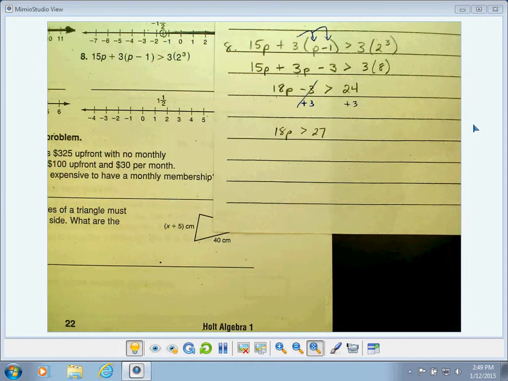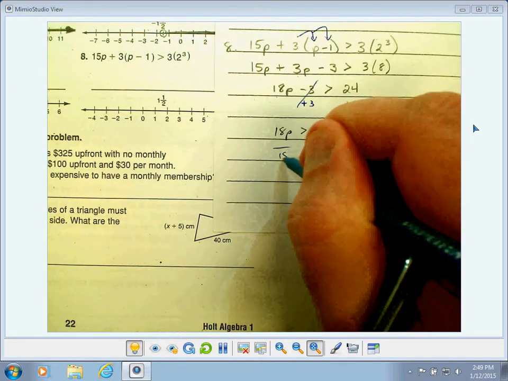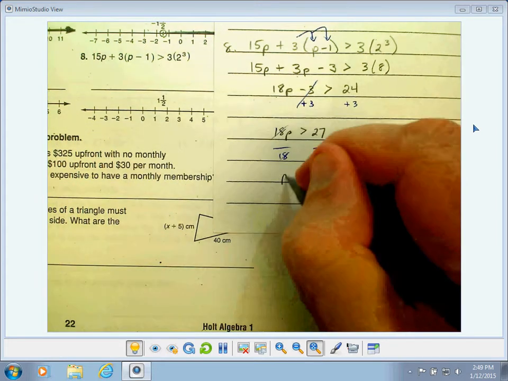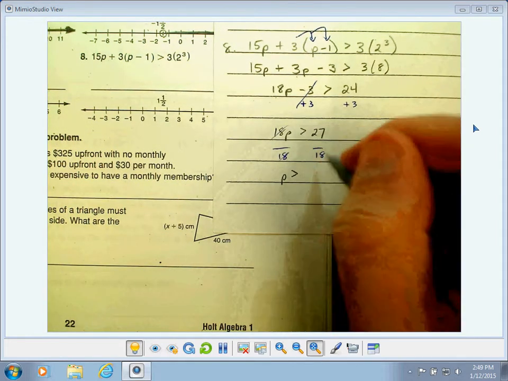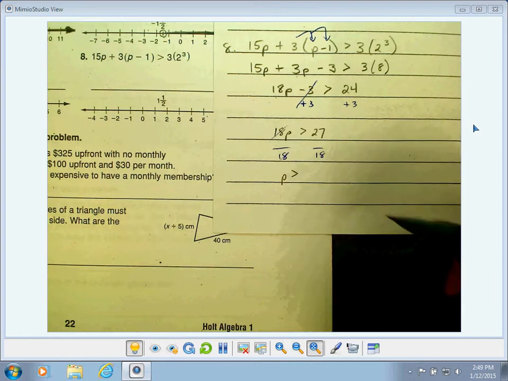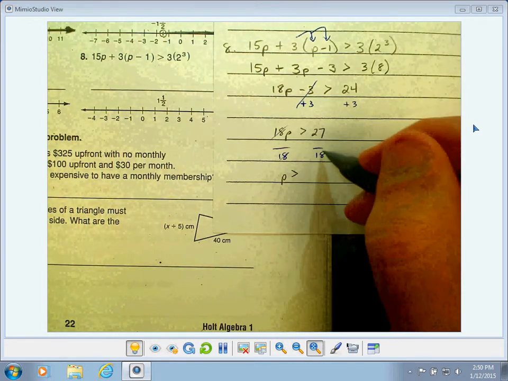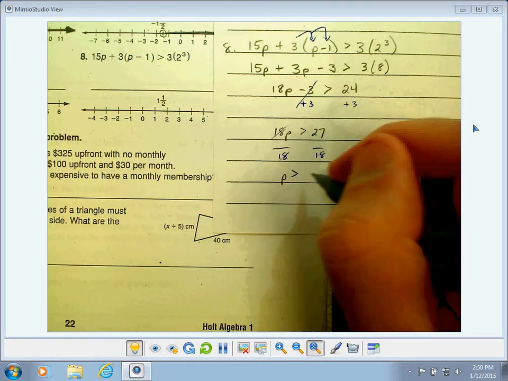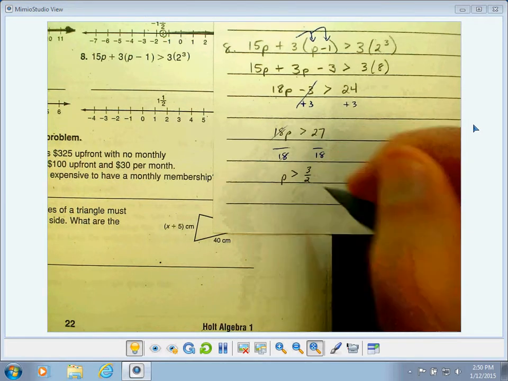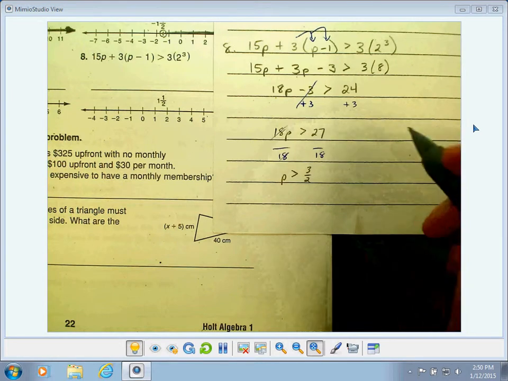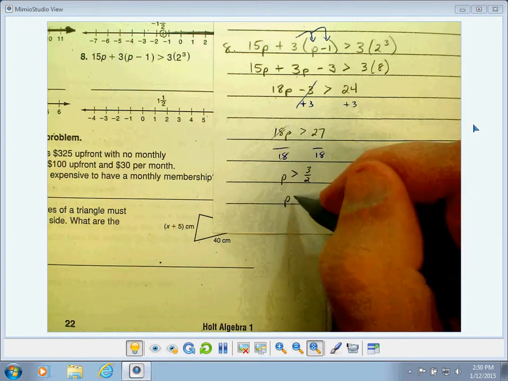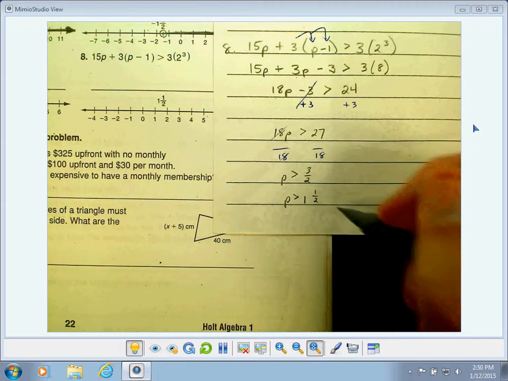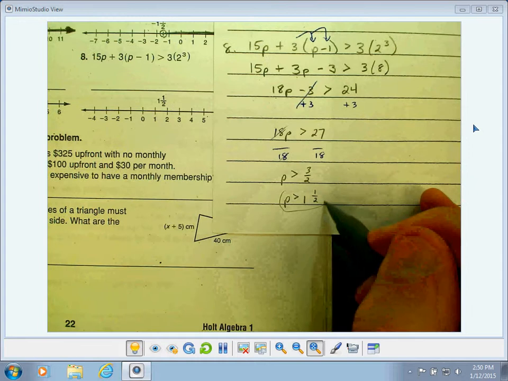And now if I divide by 18 to cancel out that times 18 part, finally I get p is greater than 27 over 18, where you can reduce this. If you think about it, 9 goes into 27 3 times and into 18 twice, so it's really 3 over 2. But if we want, we can change that to a mixed number. 2 goes into 3 one time with 1 left over. We get p is greater than 1 1/2 again.